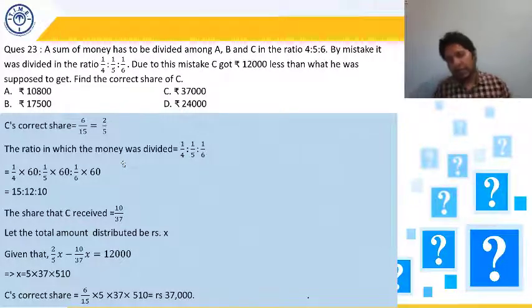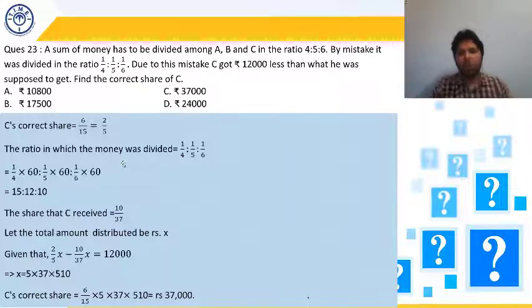So again I am explaining what has been asked in the question and what we have done in this question. So a sum of money is to be distributed among A, B and C in the ratio 4:5:6. But due to some mistake, it was divided in the ratio 1/4, 1/5, 1/6. Due to this mistake, C got rupees 12,000 less than what he was actually supposed to get. So you need to find out the correct share of C, what C was supposed to get.